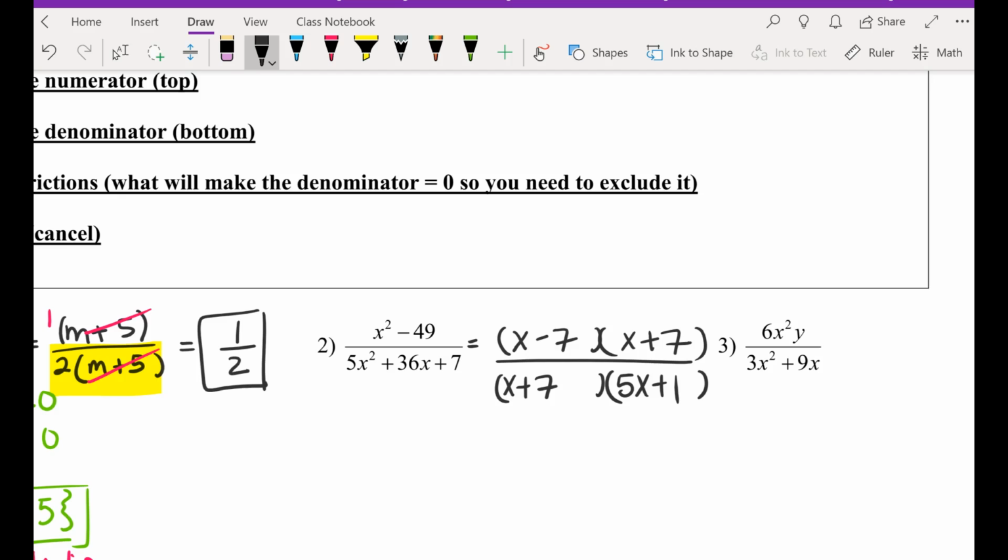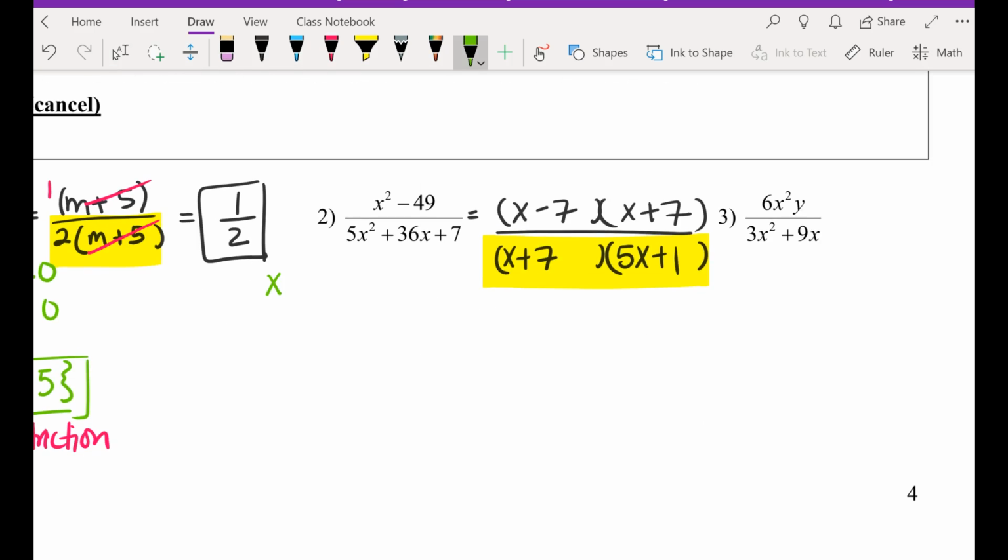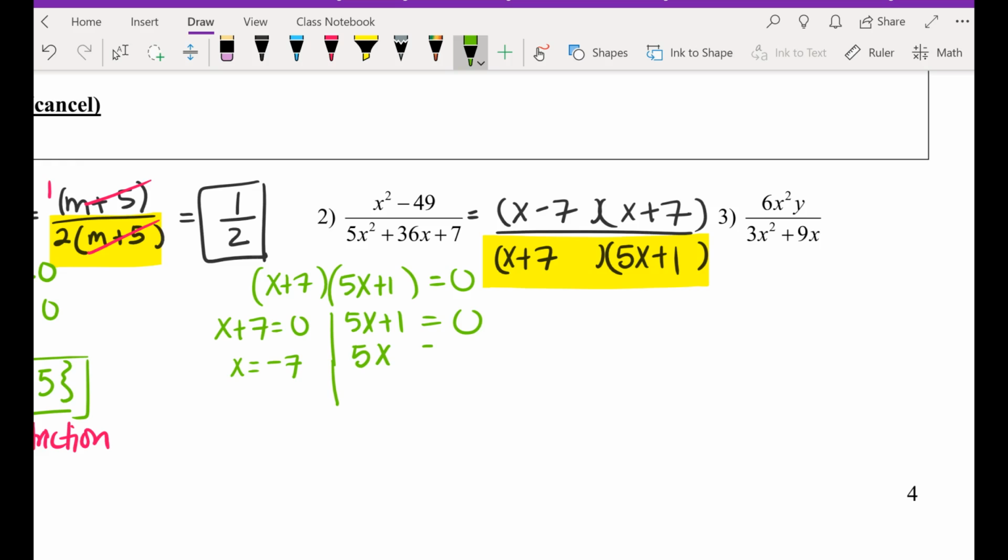Thank you. Before you go and happily cross things out, you have to do what? Take your denominator and set it equal to 0. All right, here we go. (x + 7) times (5x + 1) equals 0. Take each factor and set it equal to 0. On the left-hand side, x is going to be what? Good. On the right-hand side, you first have to move the 1 over, so that's negative 1. Then divide both sides by 5. So now x equals negative 1/5.